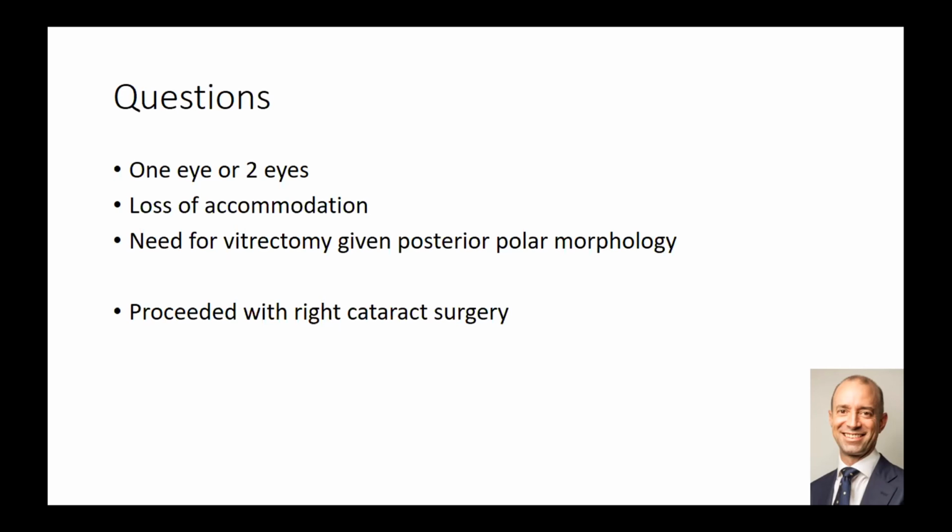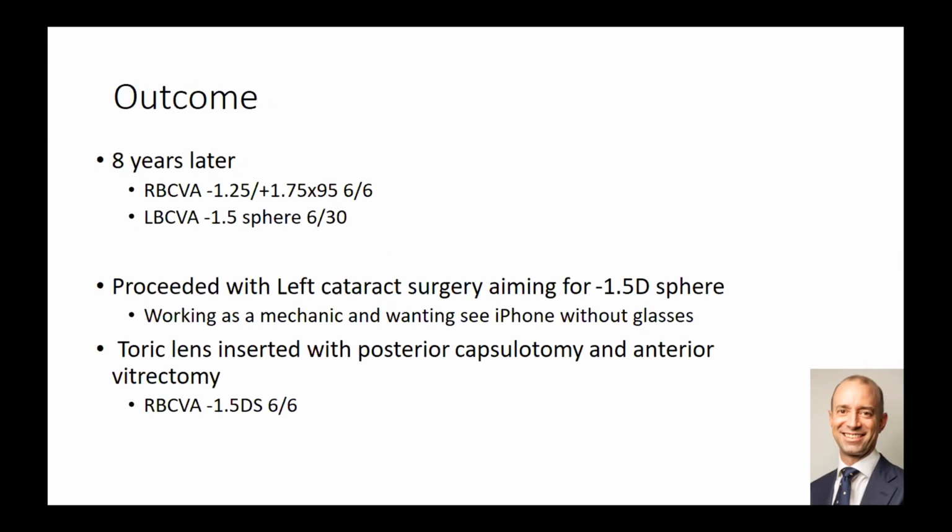There was a complication surgically potentially as well, because there's going to be the need for a vitrectomy given the posterior polar morphology, almost certainly. The decision was to proceed then with right cataract surgery. So 8 years later, the long-term follow-up showed an excellent result in terms of the right visual acuity, but despite aiming for emmetropia and standard surgery without complication, there was still a refractive error, but with correction of the refractive error, there was 6/6 vision.